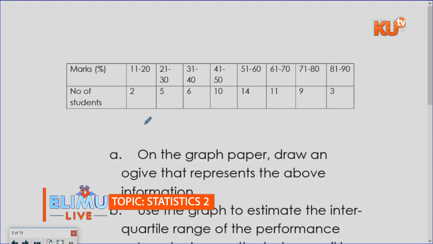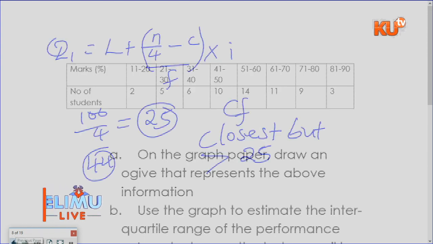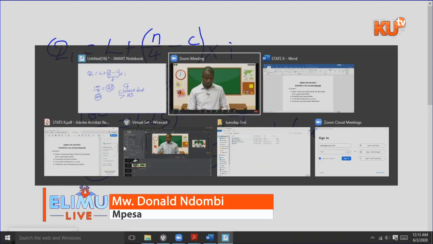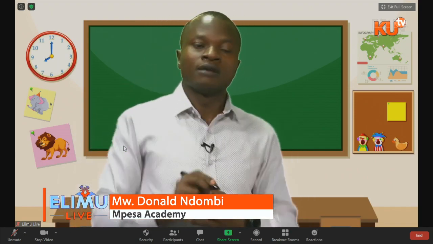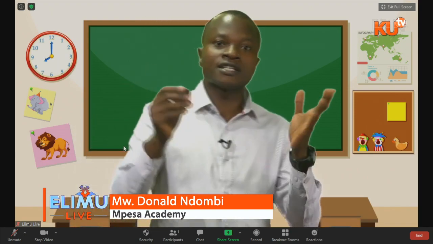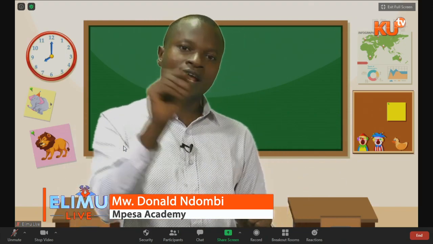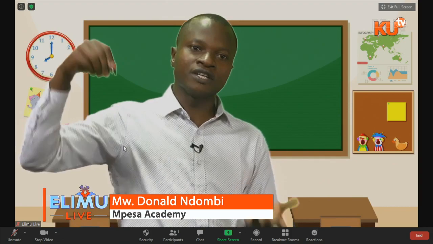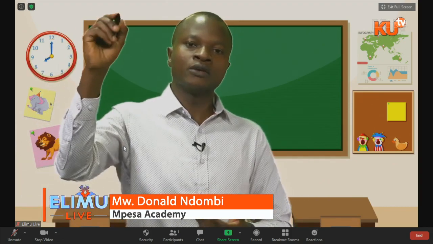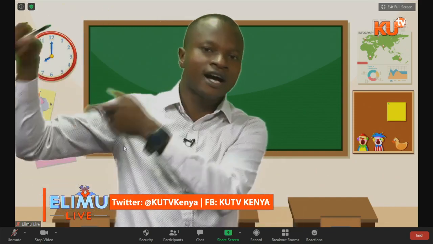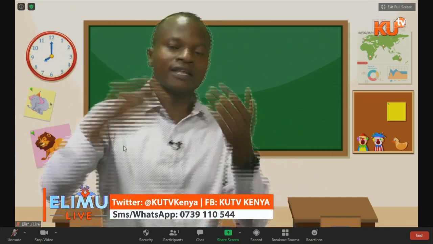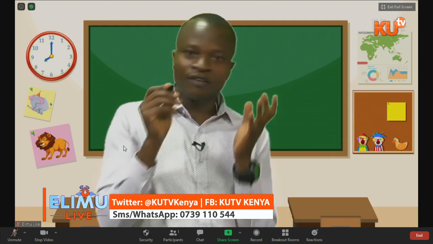Now, just a quick one. You realize the process we've been doing is so involving and requires you to cram. But you have no choice. If you will understand by cramming, the better. So you have to cram that formula, that L plus whatever you want to find. If it is the first quartile, you have N over 4 minus C over F times I. Then the upper quartile, then the median.